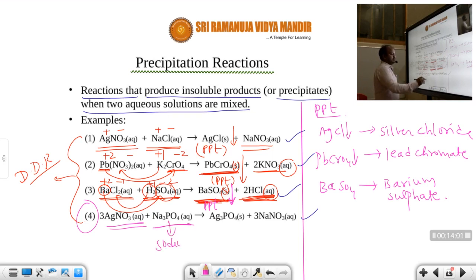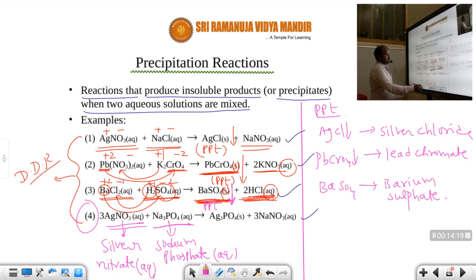Na3PO4 is called sodium phosphate aqueous. That means sodium phosphate can be easily dissolved in water. That's why this is a salt solution. Sodium phosphate salt solution. AgNO3 means silver nitrate. This is also aqueous. Aqueous means this salt is dissolved in water. So silver nitrate aqueous solution, sodium phosphate aqueous solution. This is one salt solution. This is another salt solution. These two salt solutions are mixing with each other.